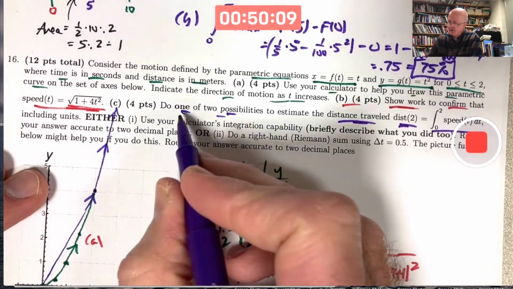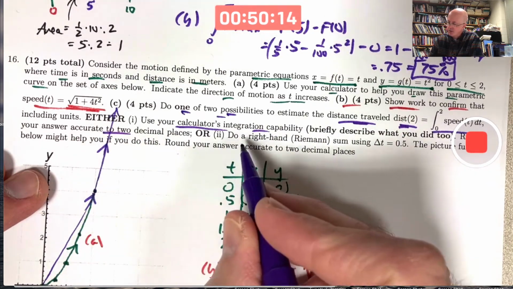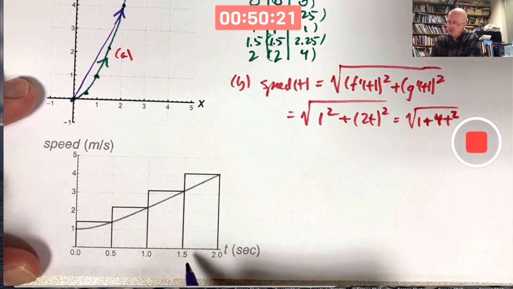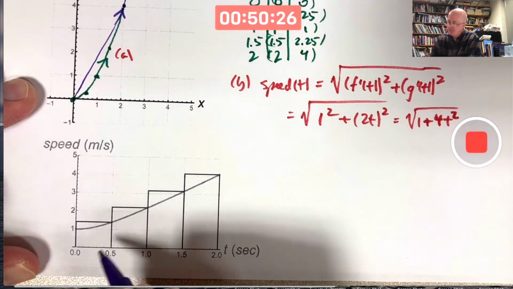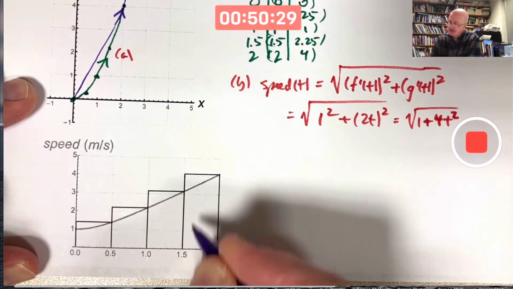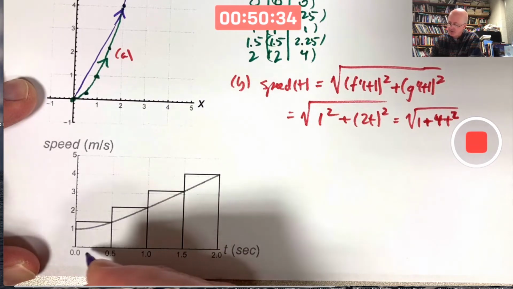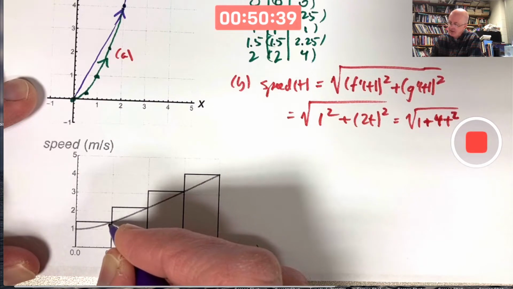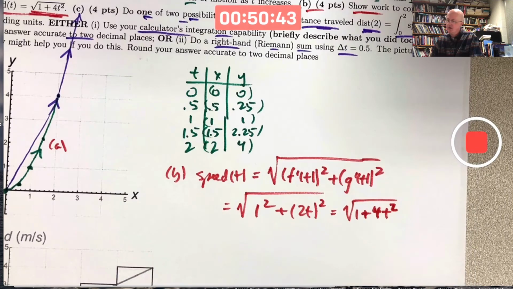Either use your calculator's integration capability, and round your answer to 2 decimal places, or do the right-hand Riemann sum using delta t equals 0.5. This picture down here can help remind you what a right-hand Riemann sum would look like. It would be the sum of the areas of these rectangles, where for each subinterval, the height of the rectangle is determined by the height of the function, the speed, at the right endpoint. So for the first subinterval from 0 to 0.5, the value of the speed at 0.5 is up here. Make a rectangle with that height. Same thing for the other subintervals. Okay, let's do it both ways.